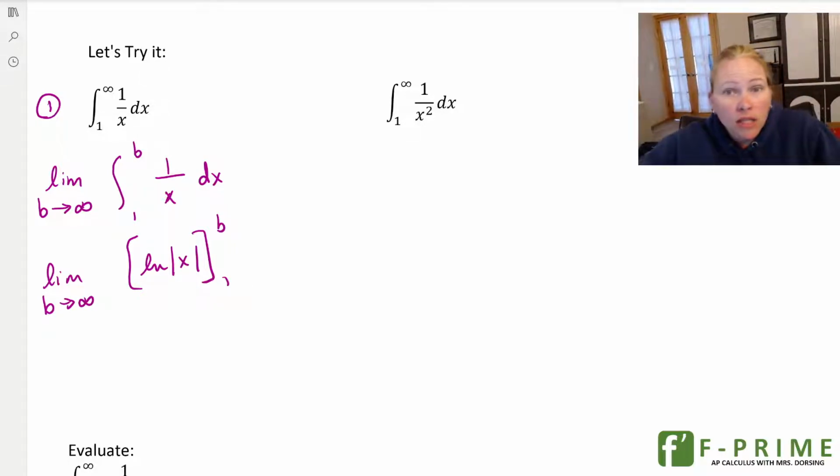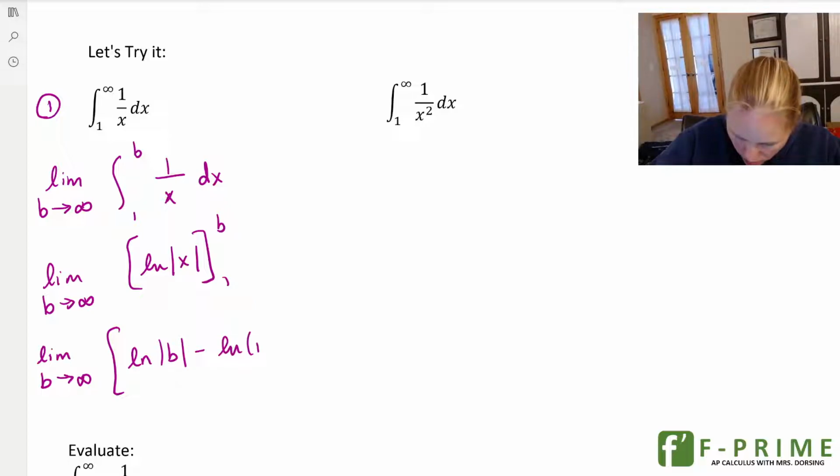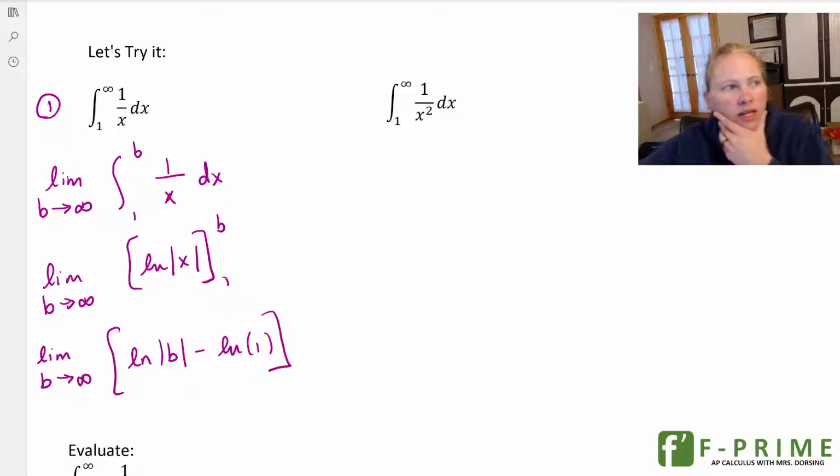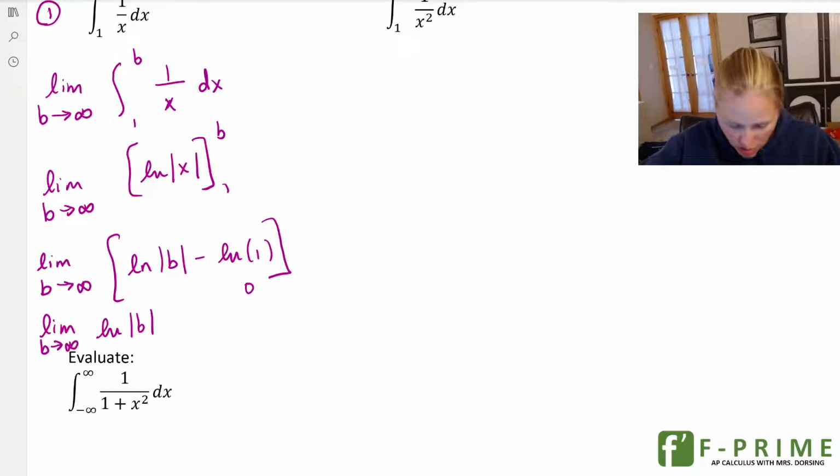Okay, well now it's an antiderivative. I'm going to use the fundamental theorem of calculus. So here we go. I'm going to keep my limit notation. And I'm going to do this, the natural log of b minus the natural log of 1. Okay, well the natural log of 1 is 0. So really this is just the limit as b approaches infinity of the natural log of b. b is positive, so I really don't need my bars there. Well, you guys, that's just infinity. This diverges. So let's talk about what this means, diverge or converge.